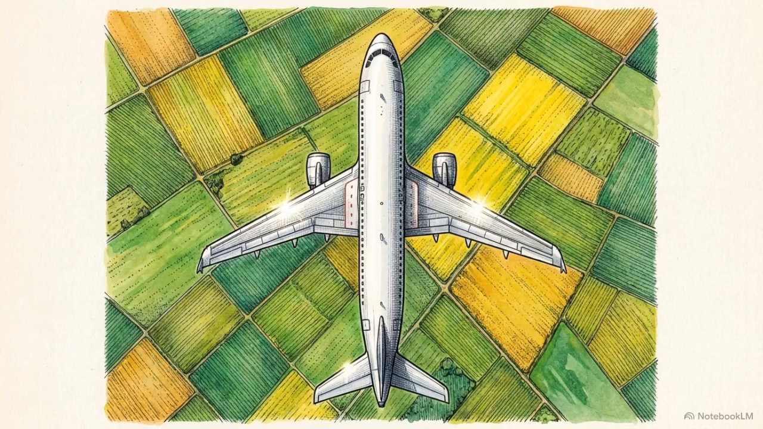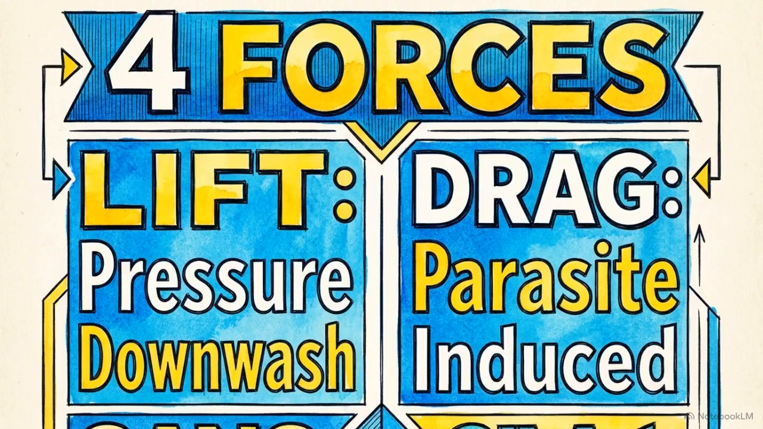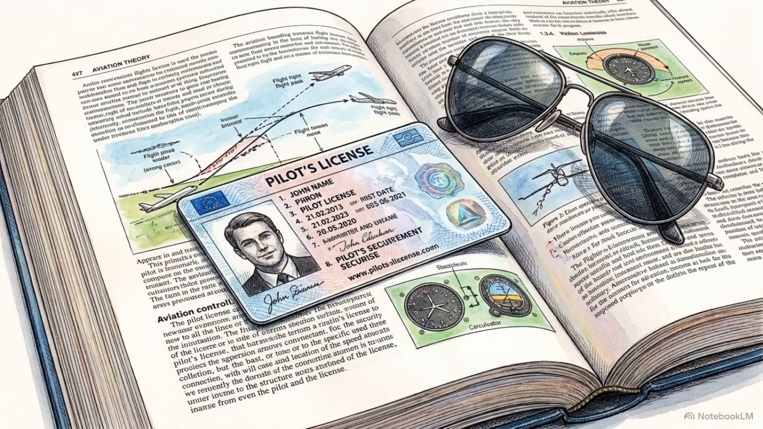To summarize, lift requires both pressure differences and downwash, drag changes based on speed, and level flight is a high-tension physical balance. Use this framework for your studies: 4 forces in a constant tug-of-war, 2 sources of lift, and 2 categories of drag. This foundation is the key to all advanced flight principles.